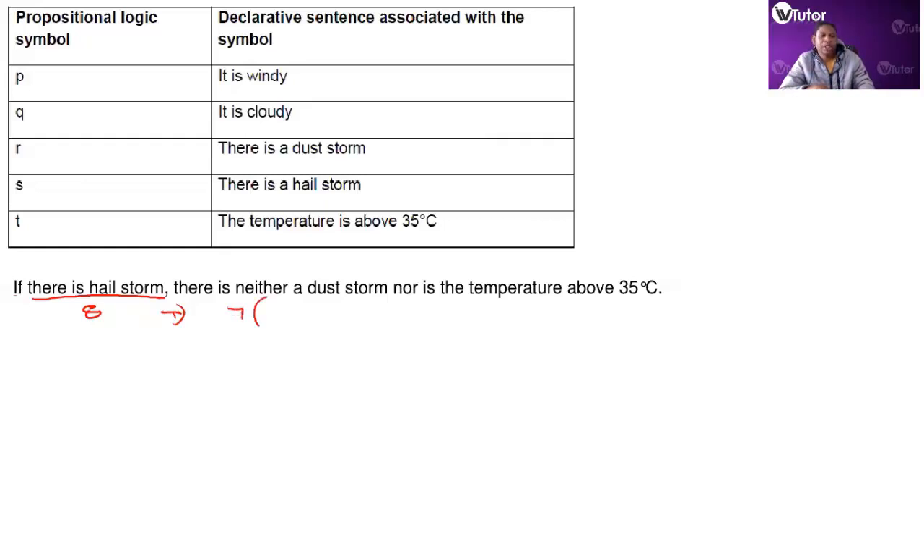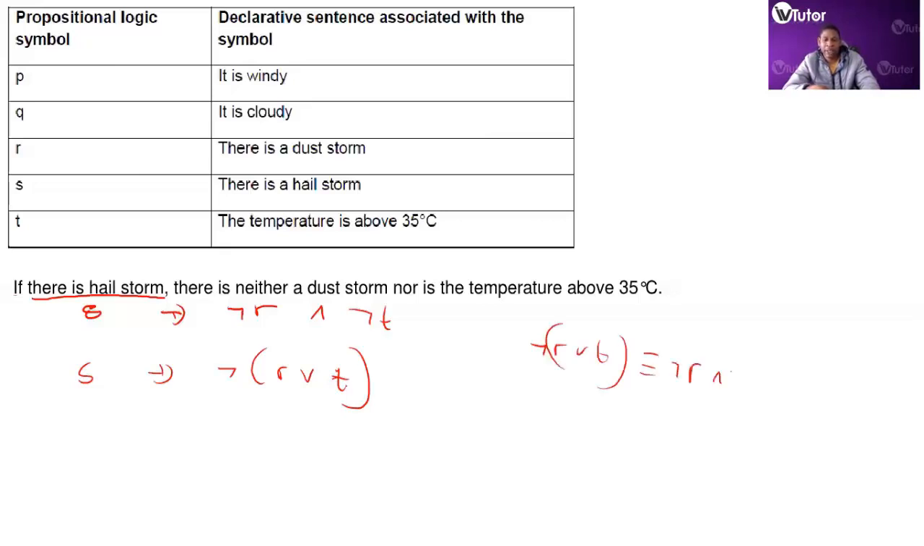There is no dust storm, not a dust storm. Where's the dust storm? Dust storm is R, and the temperature is not above 35, T, like this. Another way to write this, if you just want to show off, would be the negation of R or T. This is based on our discussion earlier in the second video, when we said not (R or T) is equivalent to saying not R and not T.